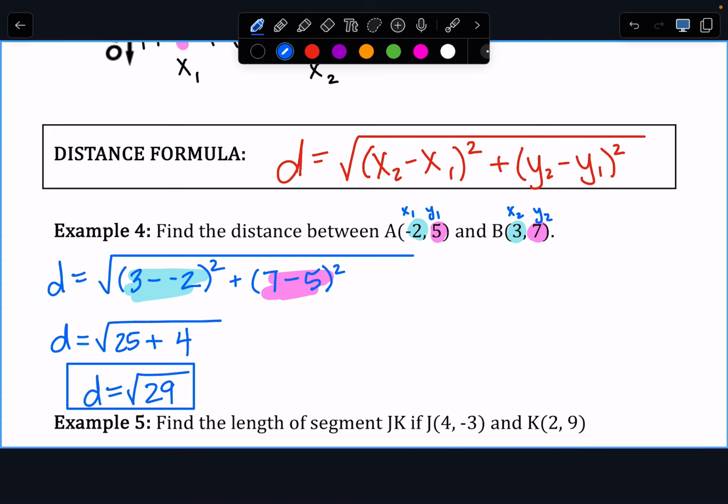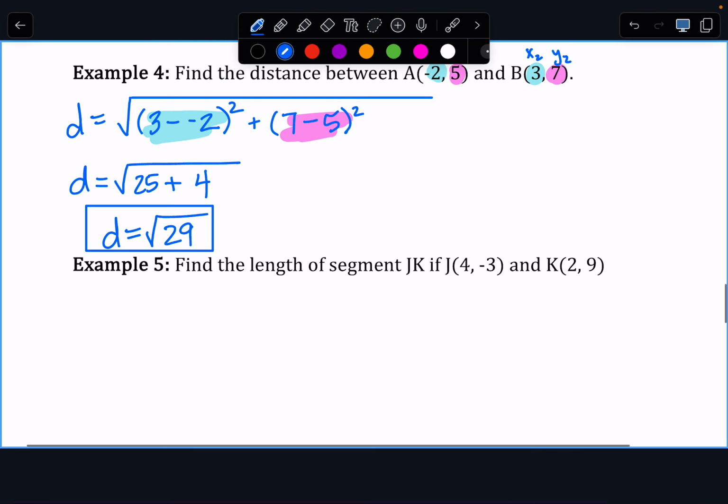Okay? Okay, I would like to give you a moment to find the length of segment JK. But just kidding, I really want you to do it. Sorry. Are we doing it or not? You are doing it. Okay. You are doing it.